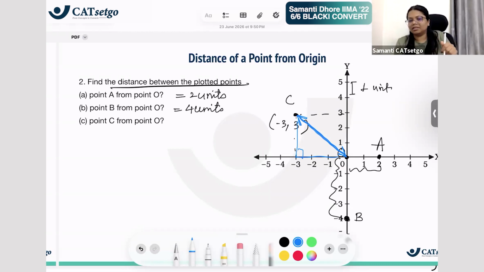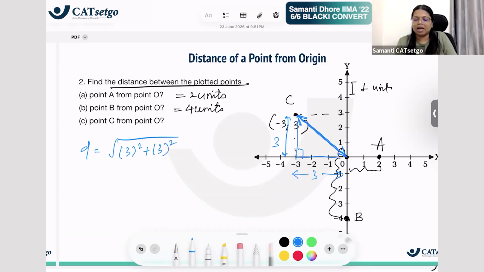What is the base? The base is 3. What is the height? The height is also 3, right? So what is this distance going to be? This distance is going to be the under root of base square plus height square. Yes or no? Give me thumbs up, right? This is how it is going to be.